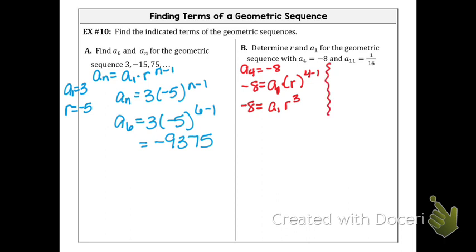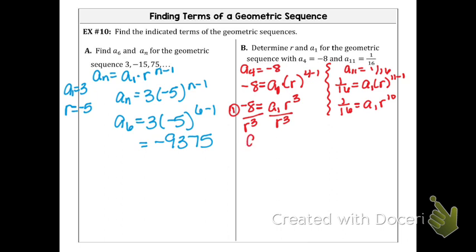I'm going to go look at that a sub 11 equals 1 over 16. So same thing. I know my a sub n is 1 over 16 equals, I don't know a sub 1, I don't know r, but I know n is 11 minus 1. And so I know 1 over 16 equals a sub 1 r to the 10th. Now, I can solve one of these for a sub 1 and plug it into the other equation. So I'm going to solve the first one for a sub 1. I'm going to divide by the r cubed. And so now a sub 1 is equal to negative 8 divided by r cubed.